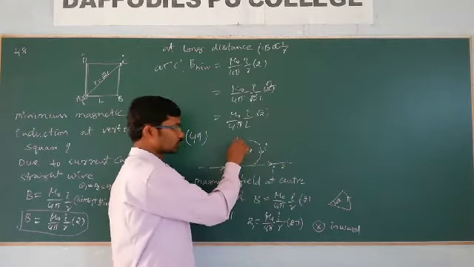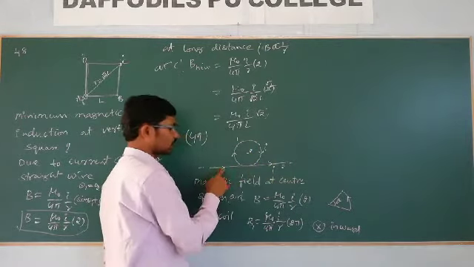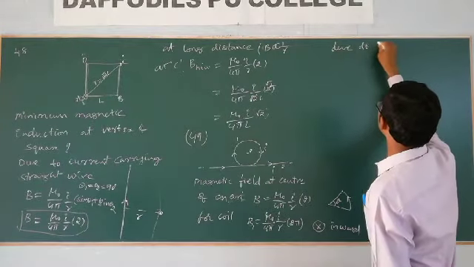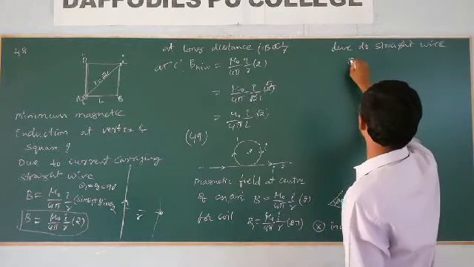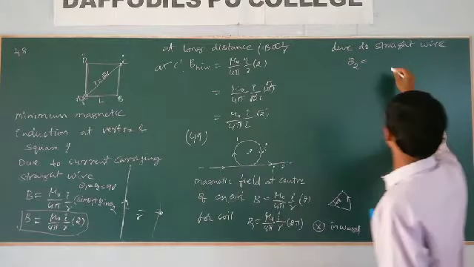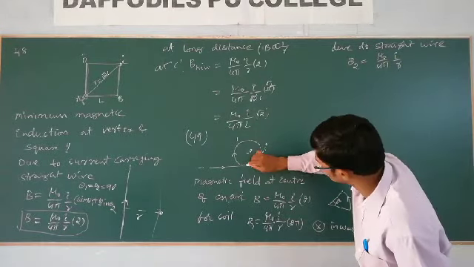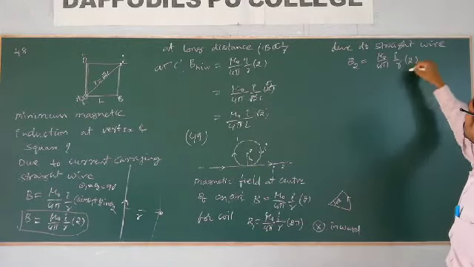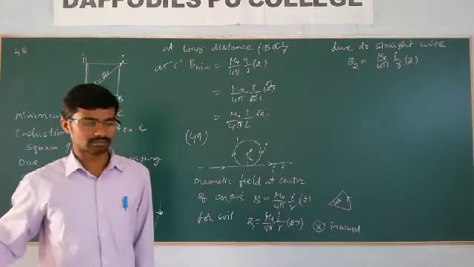That means at this point, due to this circular coil we will have a magnetic field. Even due to this current carrying straight wire we have a magnetic field. So due to the straight wire, the magnetic field B2 is equal to, as we have written here, μ0 by 4π into I by R, because this distance is R, so μ0 by 4π I by R into 2. Okay, then what will be the direction of the magnetic field due to this straight wire?